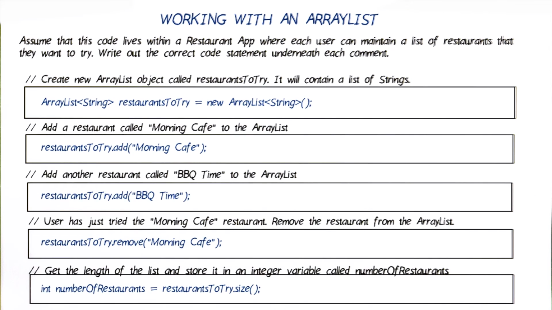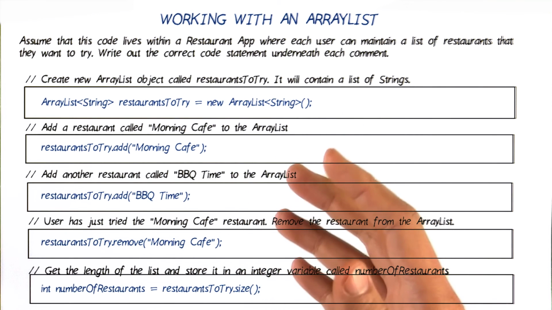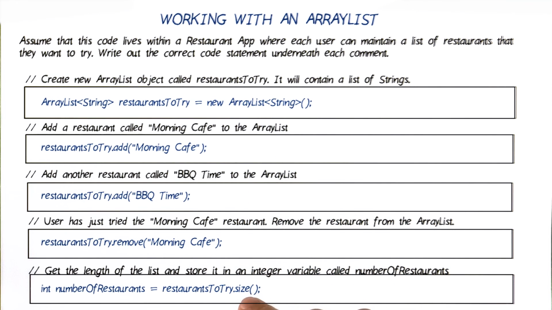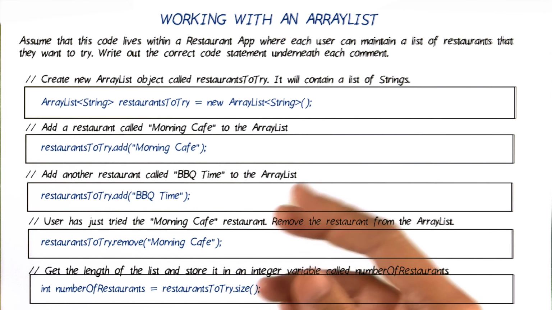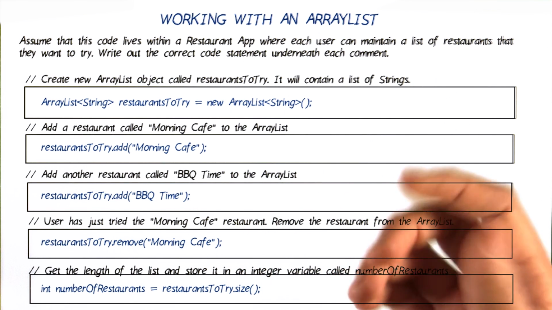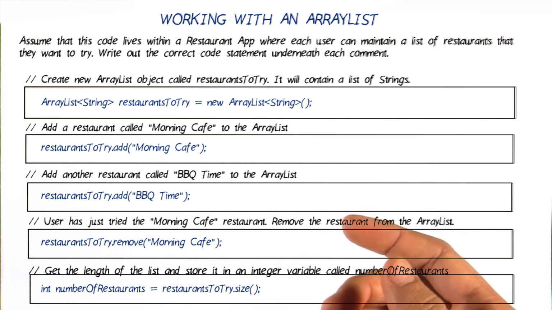So on to our last comment. So we want to get the length of the list and then store it in an integer called numberOfRestaurants. So the code for that looks like this. We have int numberOfRestaurants equals restaurantsToTry.size. Remember for ArrayList, when we use the method size, it doesn't take in any input parameters, and it retrieves for us the number of elements in the list. So in our case right now, the size of the ArrayList is just 1.